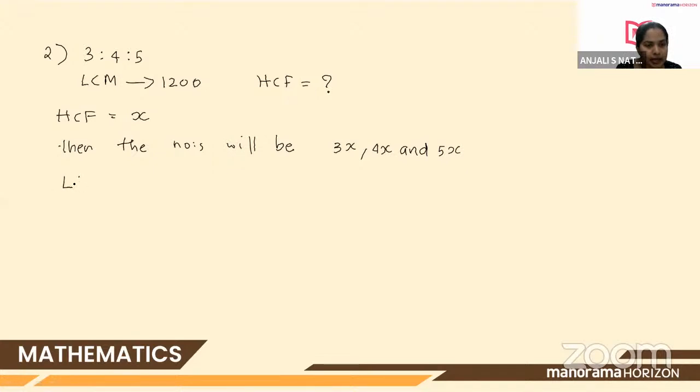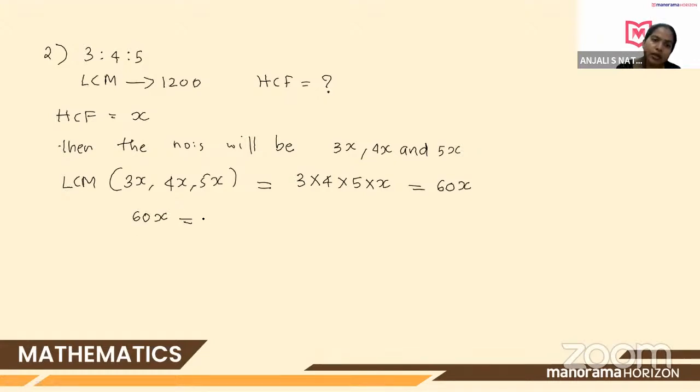So what is the LCM of these numbers? LCM of 3x, 4x, and 5x. That is 3 into 4 into 5 into x, right? So this is the LCM of these numbers, 3x, 4x, and 5x, which is equal to 60x. Okay. In the question, it is given that LCM is 1200. That is, this 60x is equal to 1200.